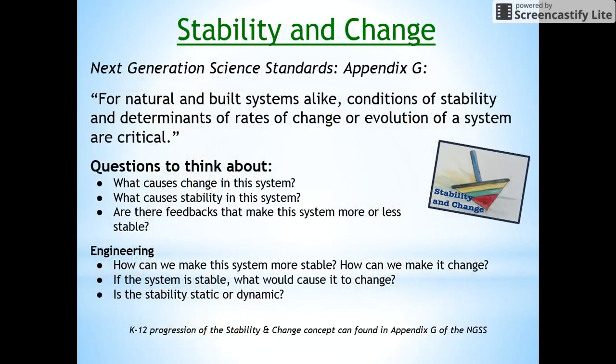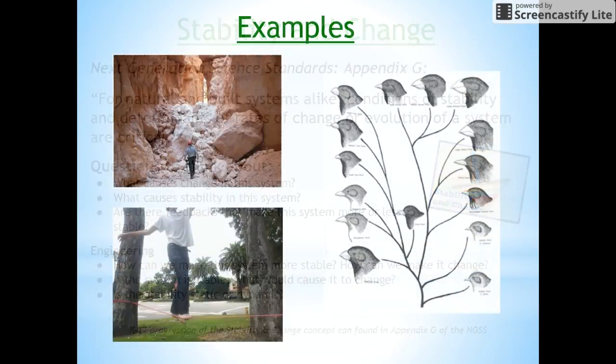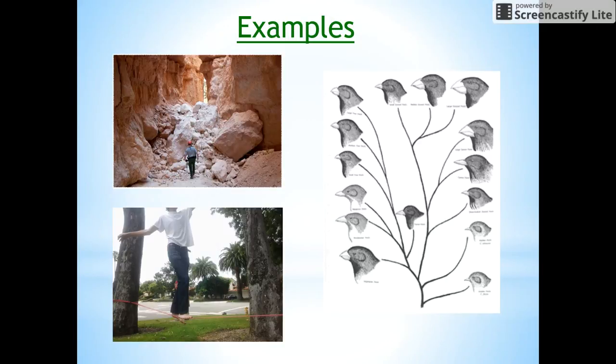The last cross-cutting concept is stability and change. For natural and built systems, conditions of stability and the rate of change or evolution of a system are critical. In nature, some things stay the same and some things change. Changes can be fast or slow. Let's take a look at these examples.